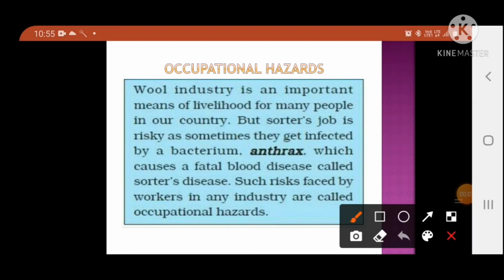The wool industry is an important means of livelihood for many people in our country, but the sorter's job is risky, as sometimes they get infected by a bacterium called anthrax, which causes a fatal blood disease called sorter's disease. Such risks faced by workers in any industry are called occupational hazards.